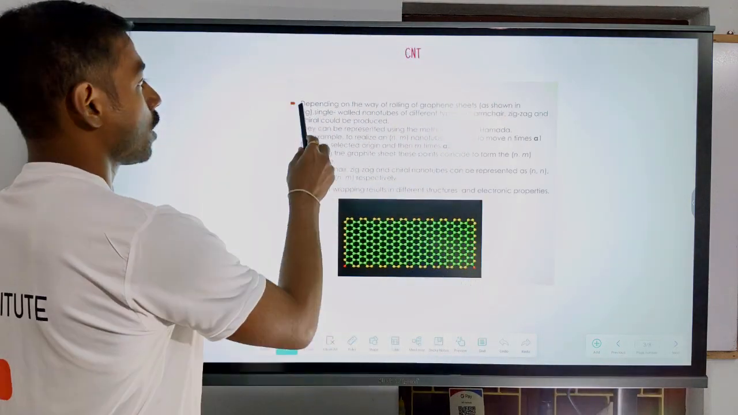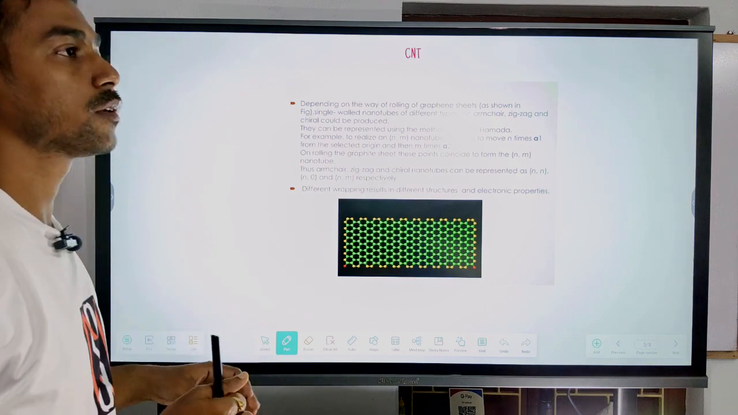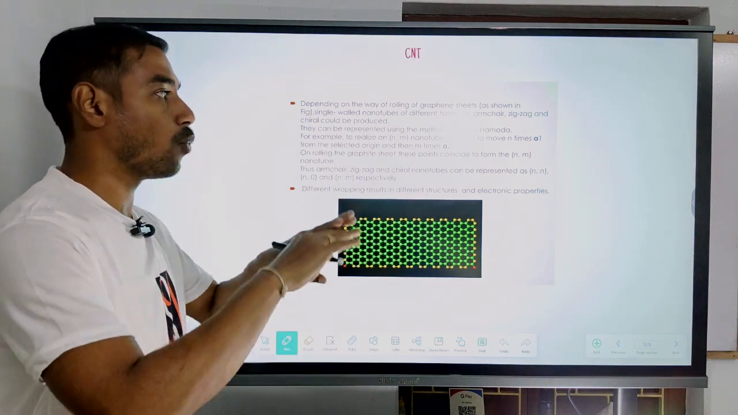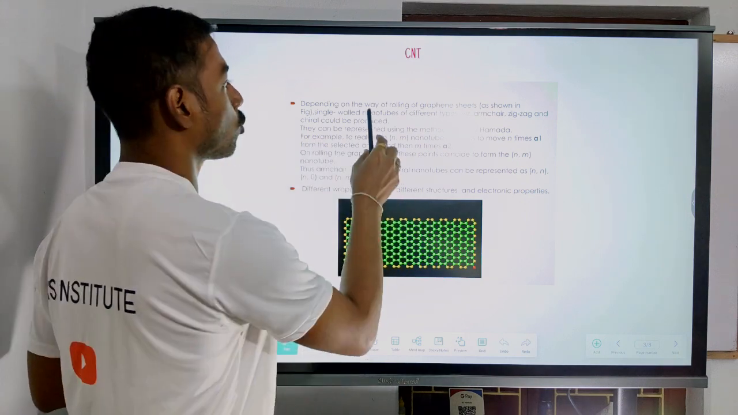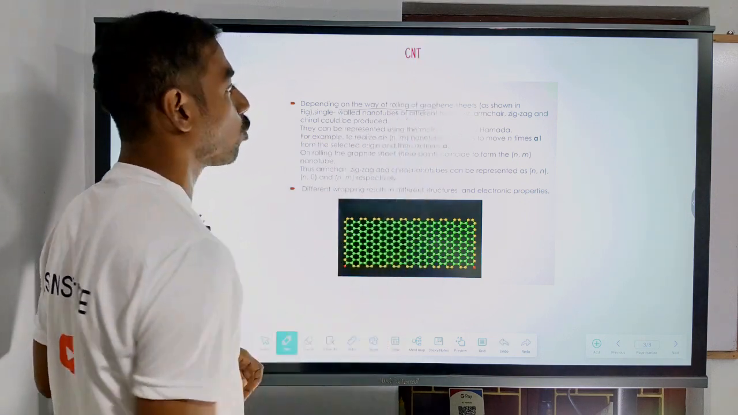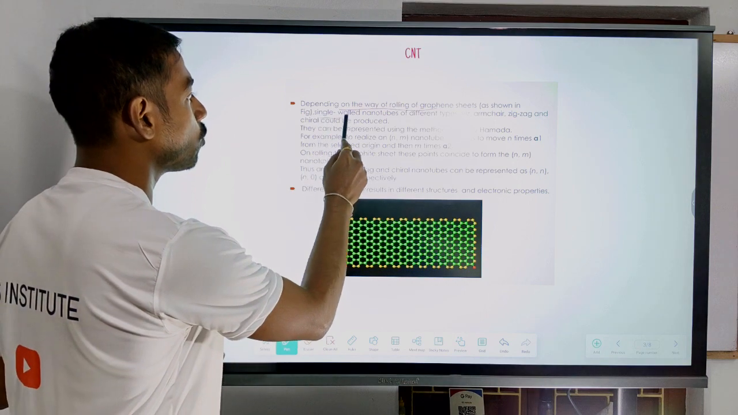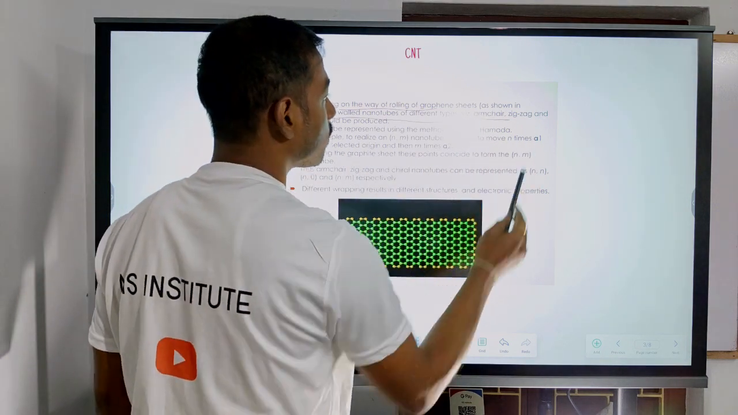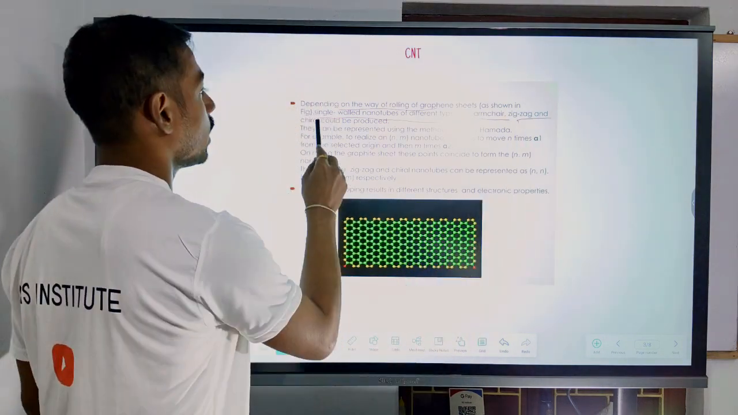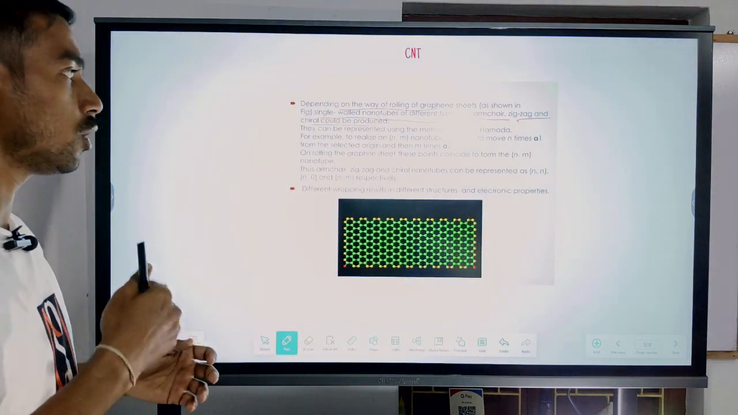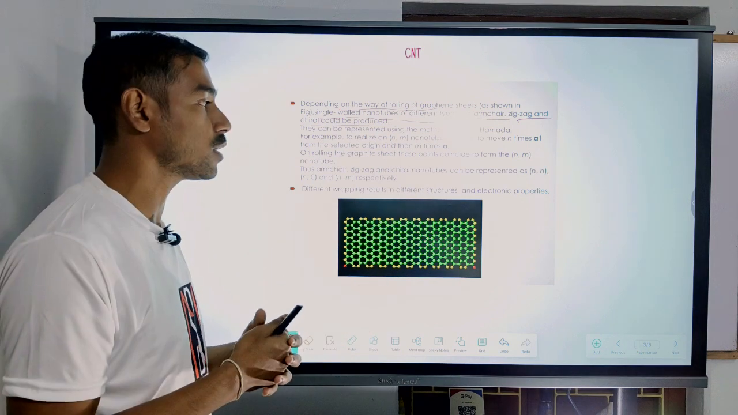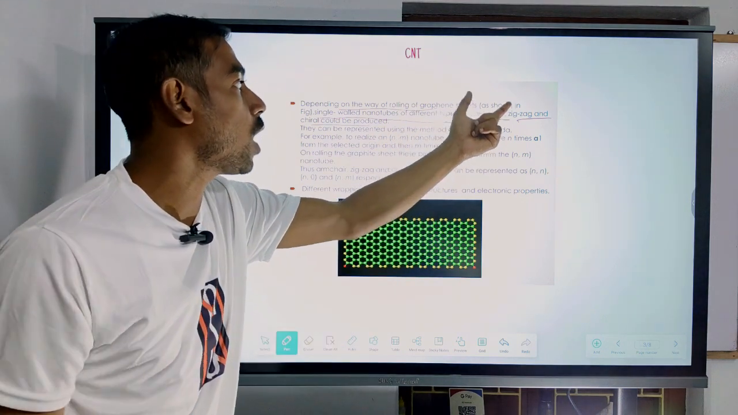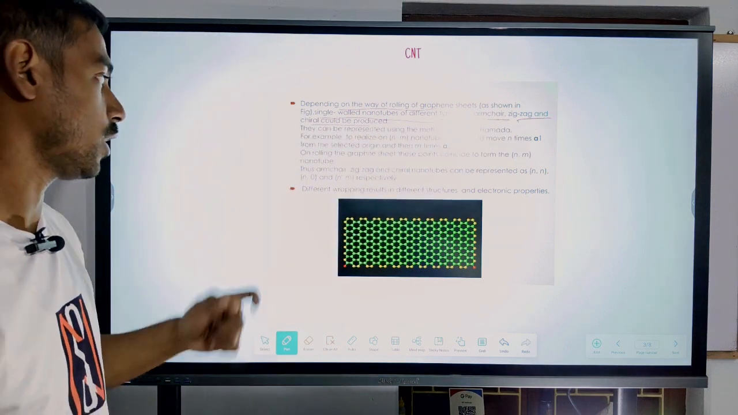Now, these graphene sheets are planar in nature, right? When they are rolled up, depending on the way of rolling, single walled carbon nanotubes can be of different types. That is, it can be armchair, zigzag, or chiral, which we will get to later in this lecture. This means how it will be converted into armchair, zigzag or chiral in nature.